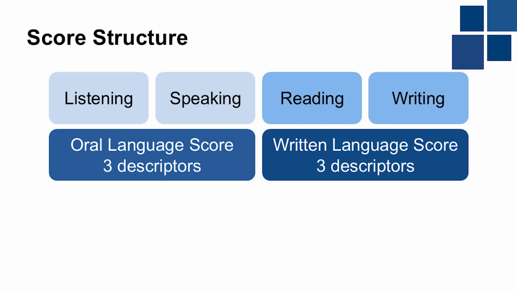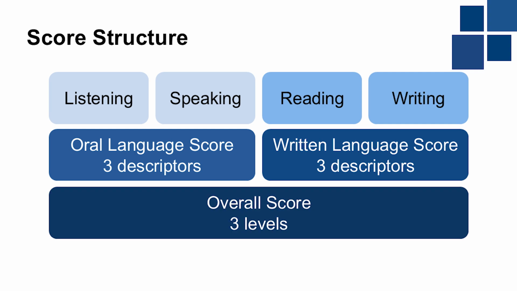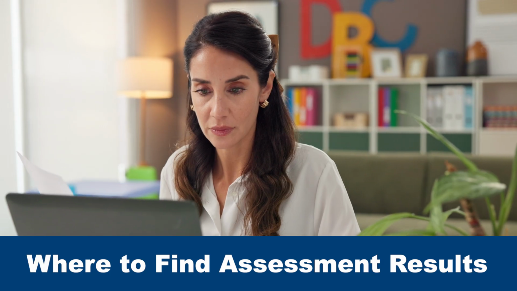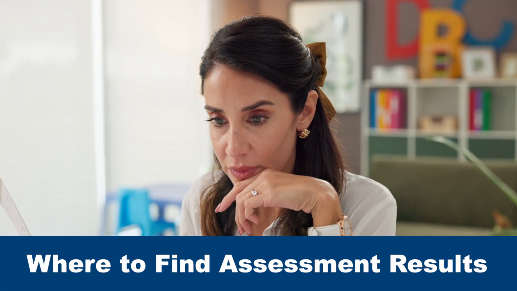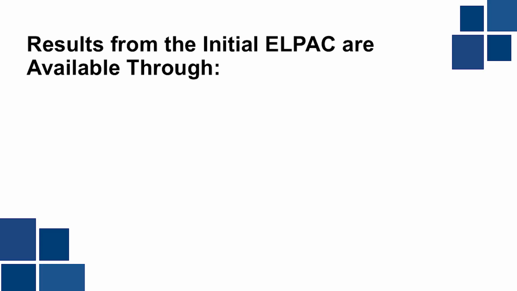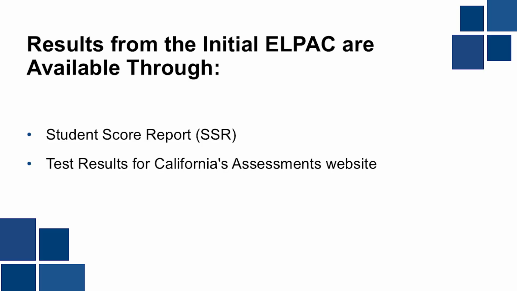The performance descriptors are beginning to develop, somewhat to moderately developed, or well developed. Oral language and written language composites combine to make an overall score, which is reported at 3 levels. The 3 overall performance levels for the Initial ELPAC are Initial Fluent English Proficient, or IFEP, Intermediate English Learner, or Novice English Learner. Let's look at where to find assessment results. Results from the Initial ELPAC are available through the Student Score Report, or SSR, and the test results for California's assessments website. Let's look at each of these sources.